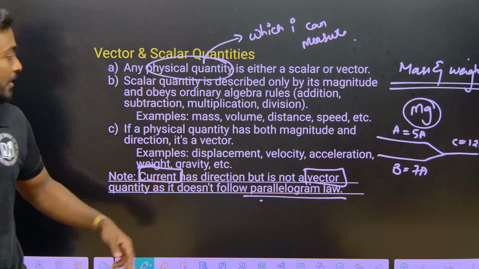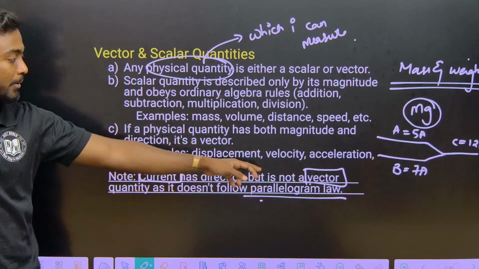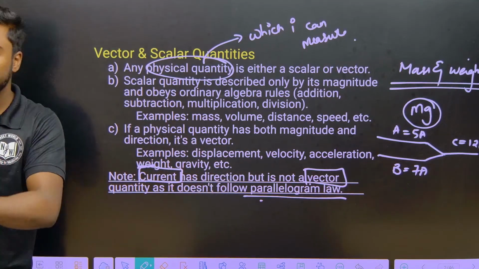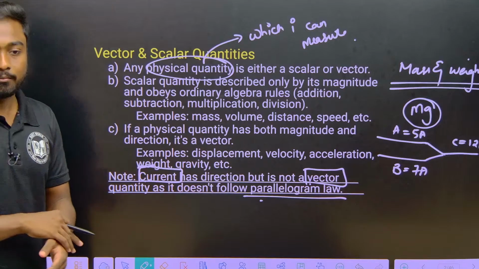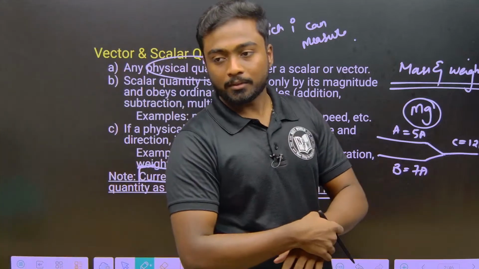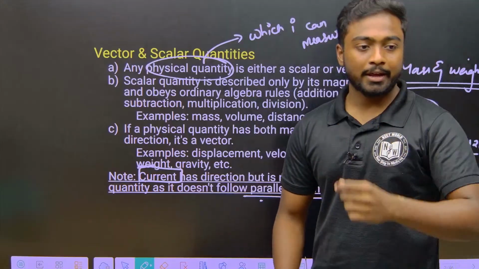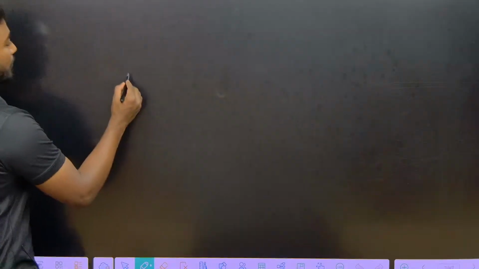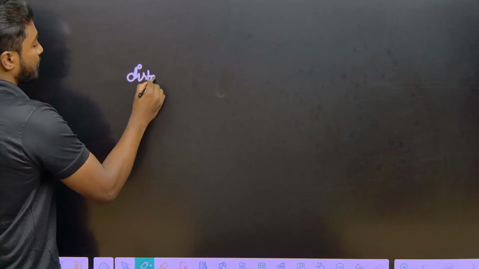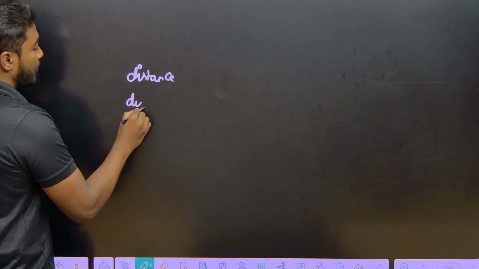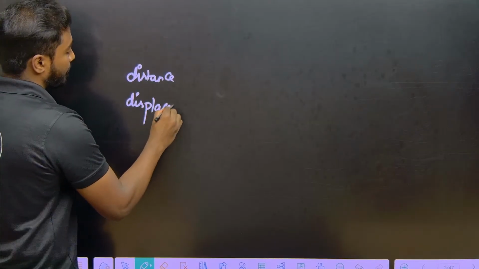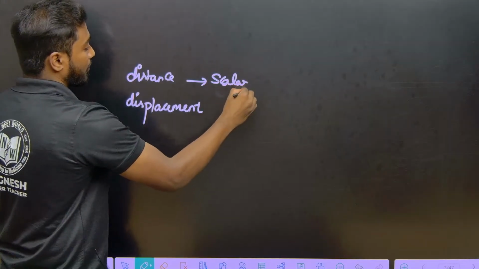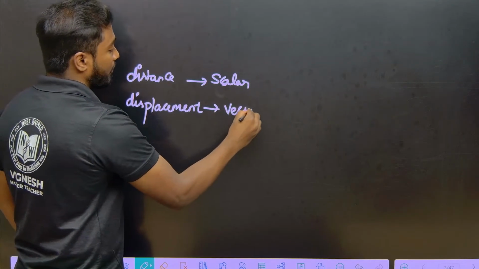These are the examples: mass, volume, distance, speed, and displacement, velocity, acceleration, weight and gravity. What is the main difference between distance and displacement? Distance doesn't depend on the direction in which the body moves. Displacement depends upon the direction. So distance is a scalar and displacement is a vector.